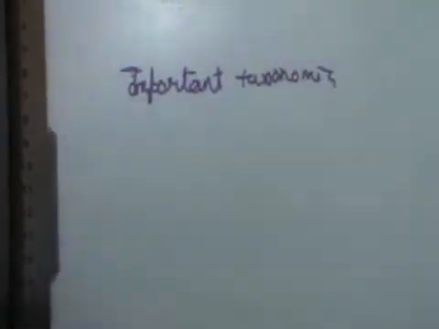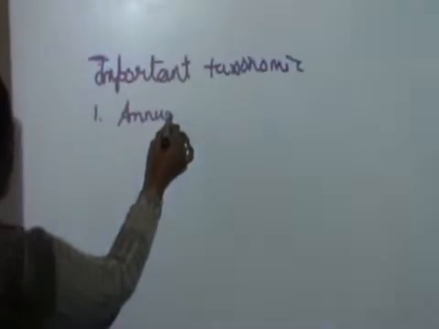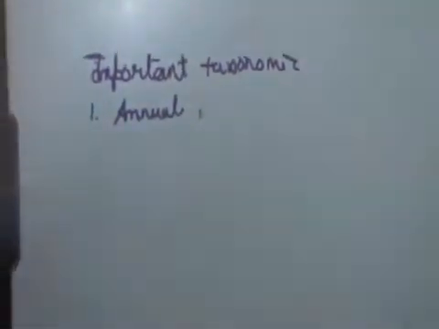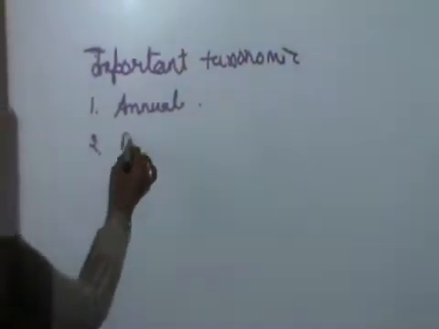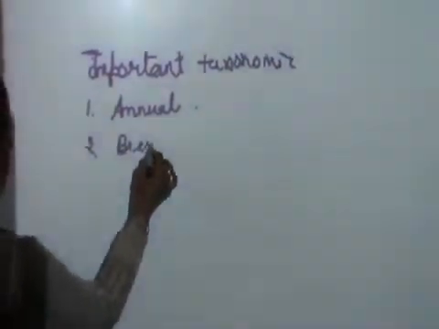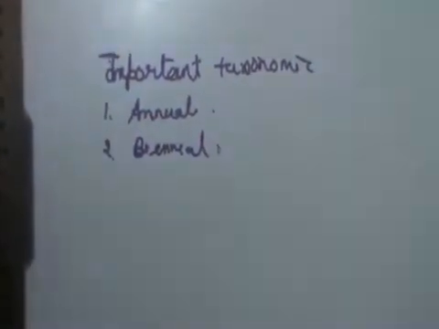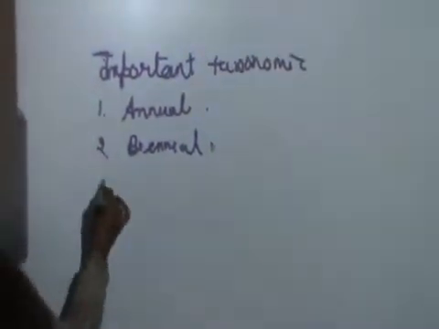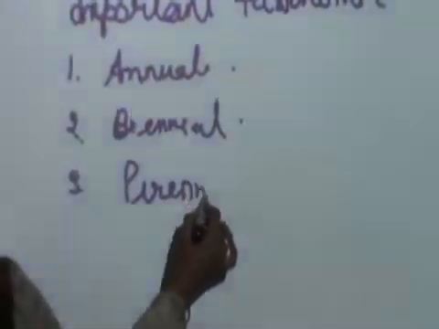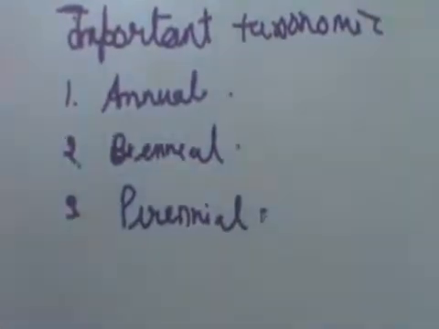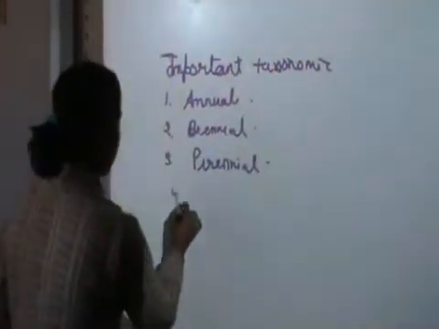There are many types of plants. Number one, annuals. Plants that grow only for 1 year are called annuals. Number two, biennials. Plants that grow only for 2 years are called biennials. Perennials: plants that grow for 2 years or more than 2 years are called perennials.